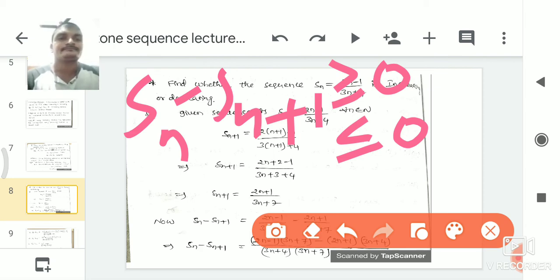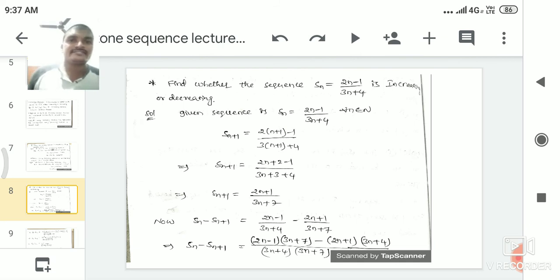Okay. Here the given sequence is Sn = (2n - 1)/(3n + 4). Now we write the (n+1)th term, that is Sn+1. In place of n we substitute n + 1: 2(n + 1) - 1 over 3(n + 1) + 4. From that we write Sn+1 = (2n + 1)/(3n + 7).